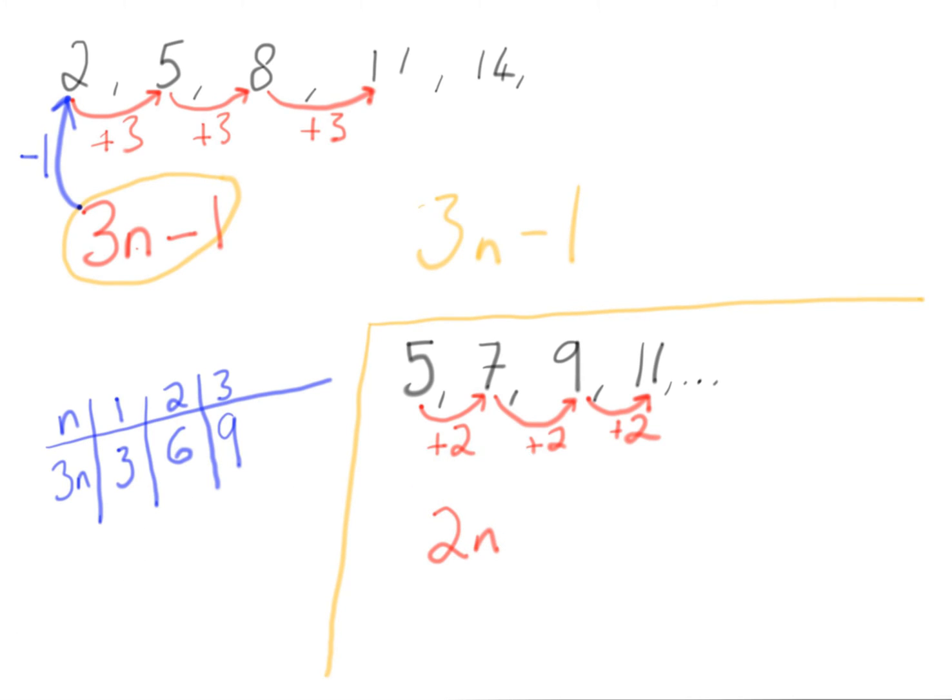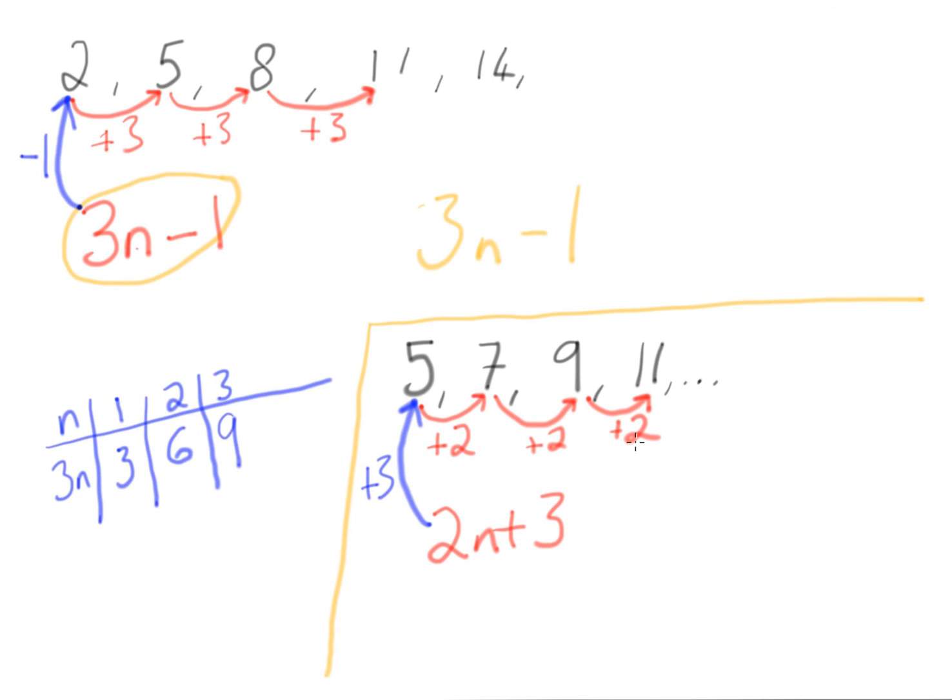Okay, next step though. 2n would just make the sequence 2, 4, 6, 8, and so on. And that isn't our sequence. Our sequence is 5, 7, 9, 11. So we need to get from 2 to our first term, 5. What do we need to do to 2 to get to 5? We add 3. And so we're going to do that to our nth term. So it's 2n plus 3.